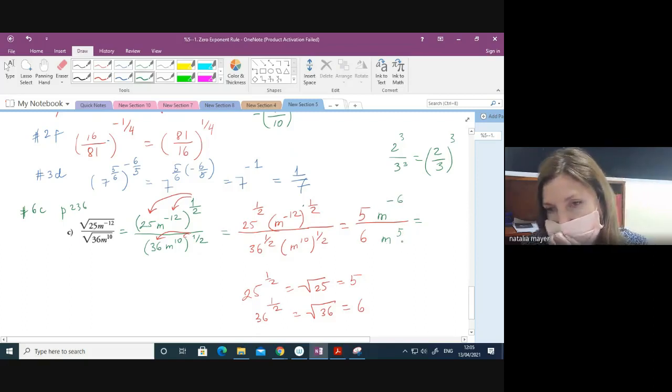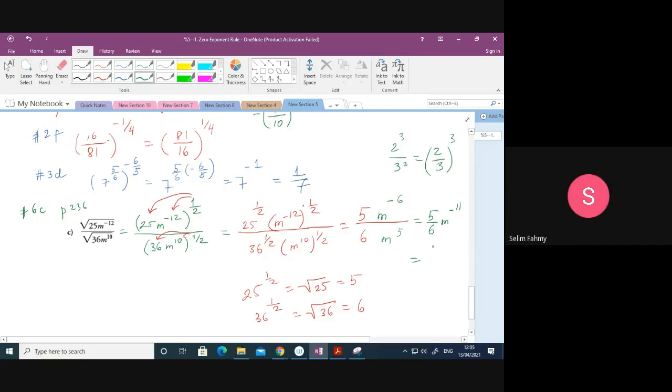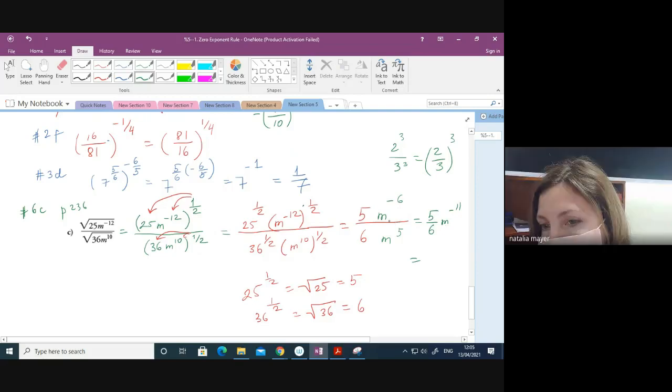What should I do to the powers? Subtract. So we get m to the power of negative 11. And finally, I need to get rid of the negative exponent. So we move the base. We move the base because you can split this: this is one fraction and this is the other one. So we can flip the base.